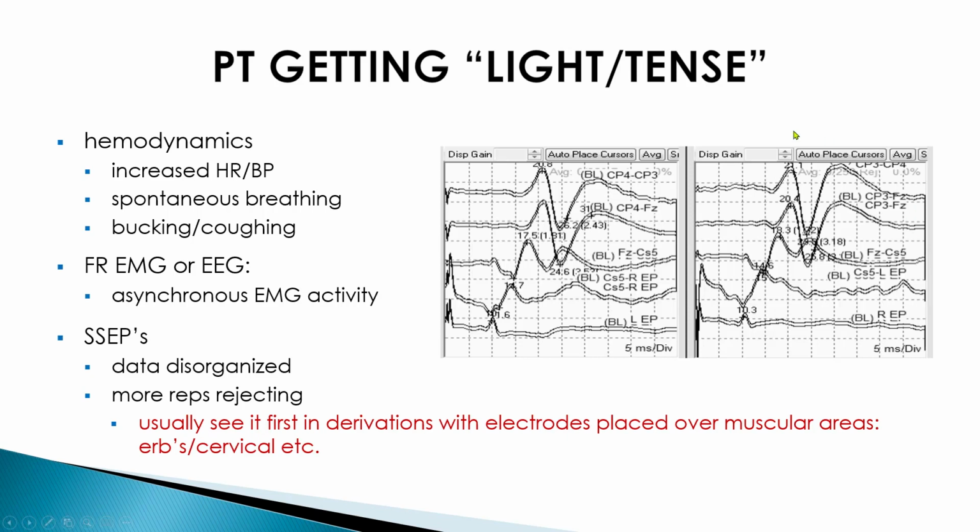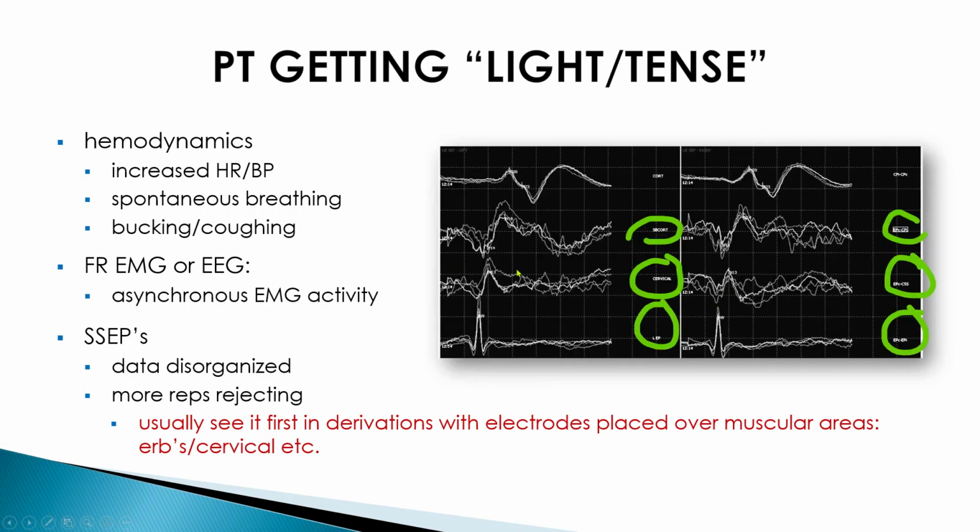This is a nice clean SSEP, left side, right side. And if you notice here, these 3 derivations on the left and these 3 derivations on the right, they're looking messy and noisy. This is a cortical response where both of the electrodes are on the head. These subsequent 3 channels on the left side and on the right side are referenced to electrodes that are either on the neck or on the shoulder.